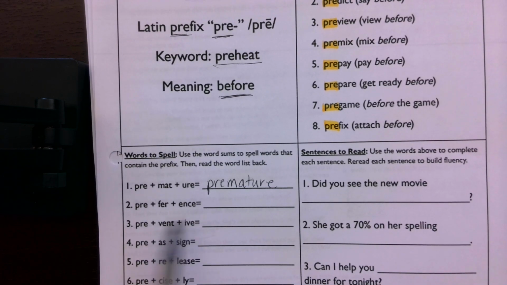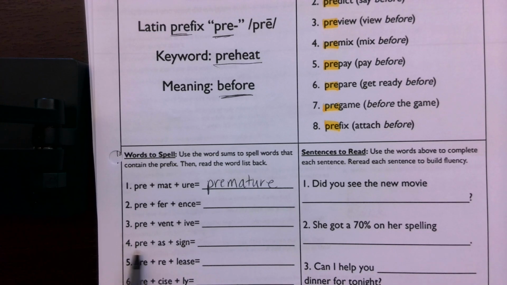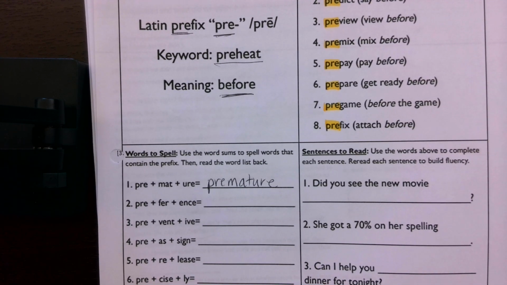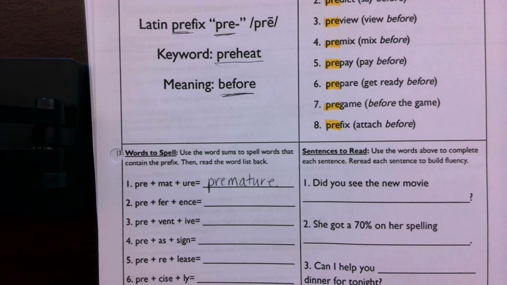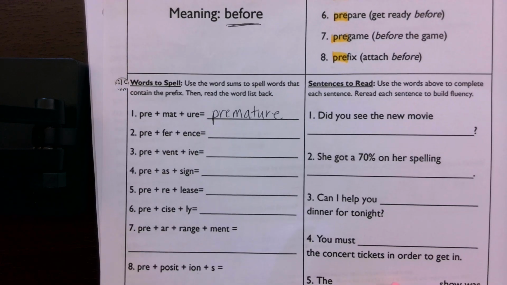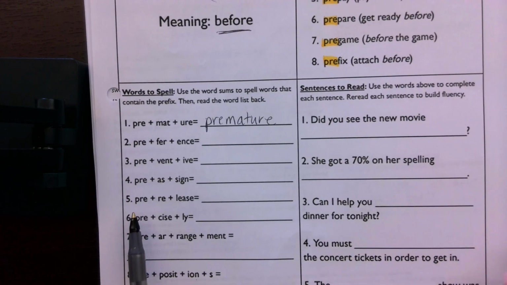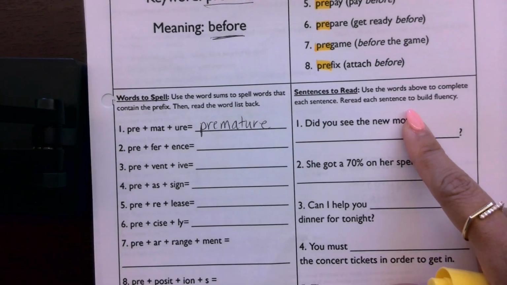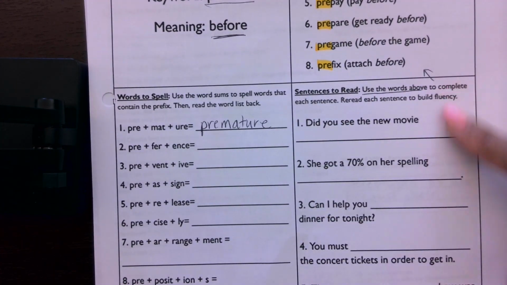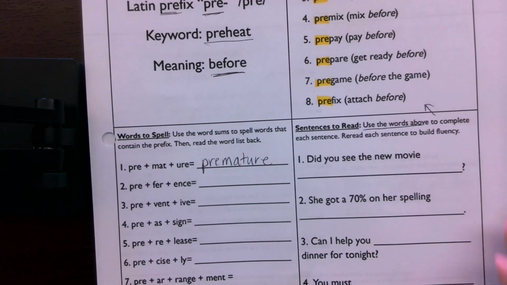Premature, preference, preventive, preassign, prerelease, precisely, prearrangement, prepositions. Okay, those are all words that start with pre. All right, so practice reading those words out loud to yourself. Then we're going to use these words in sentences. Use the word above. So we're going to use these words up here to fill in the blanks below.